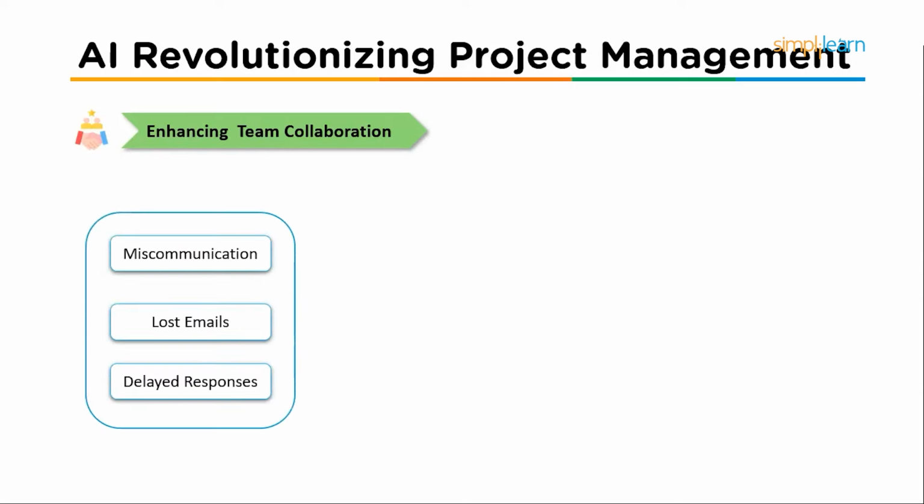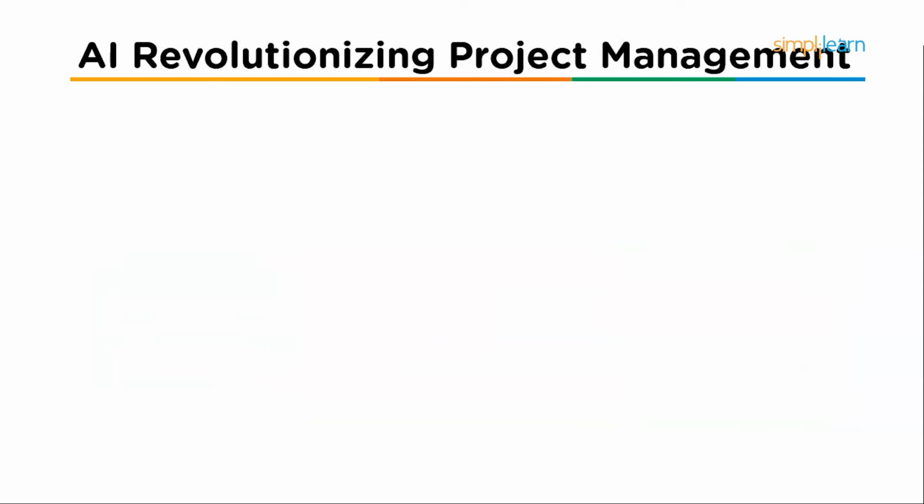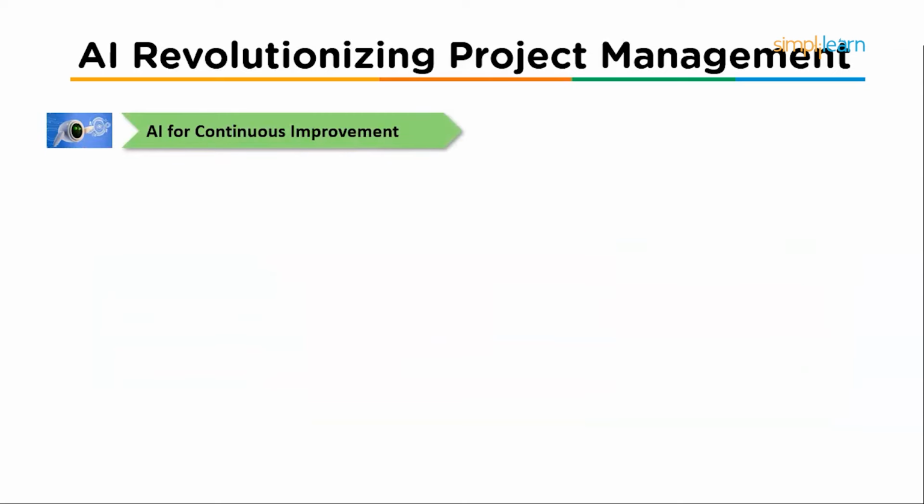Before AI, teams struggled with miscommunication, lost emails, and delayed responses across multiple tools. Keeping everyone updated was a nightmare. Now, AI powered chatbots like Microsoft Copilot provide real time updates, summarize meeting notes, and send automatic reminders. AI even suggests who should handle which task based on their skills and workload. Teams stay connected effortlessly. Now, moving on, we have AI for continuous improvement.